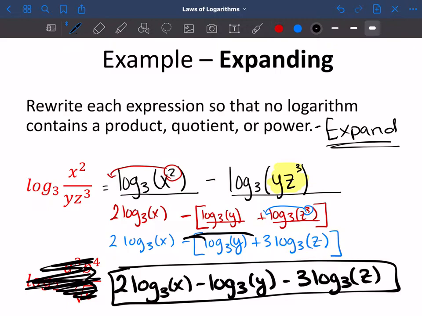You'll see that we have no products on the inside, there are no powers up here, and we have no more quotients. So we are good.